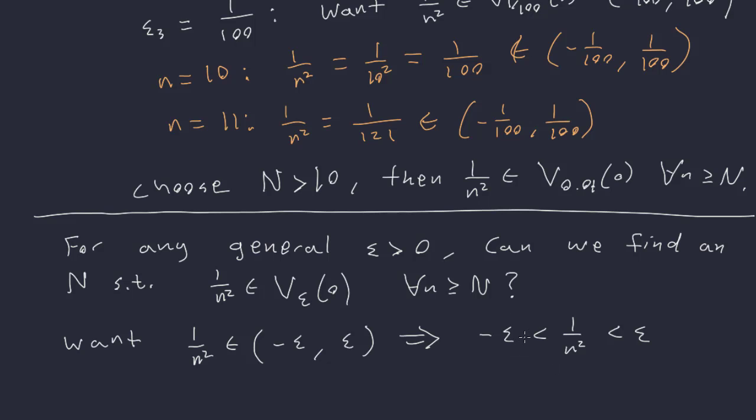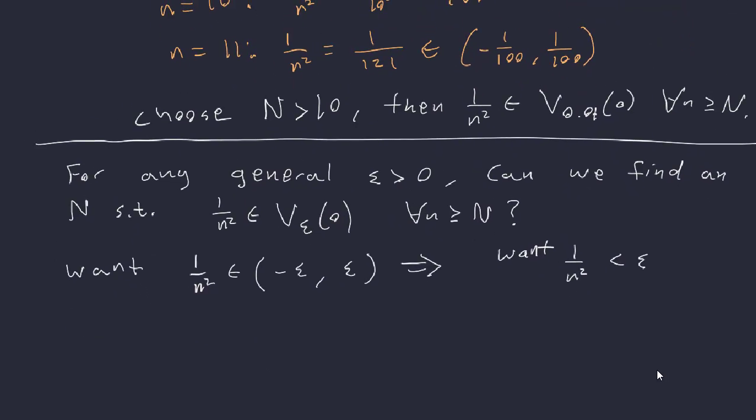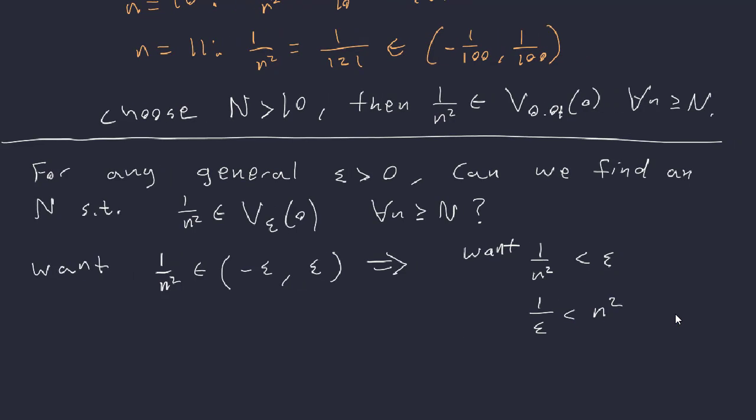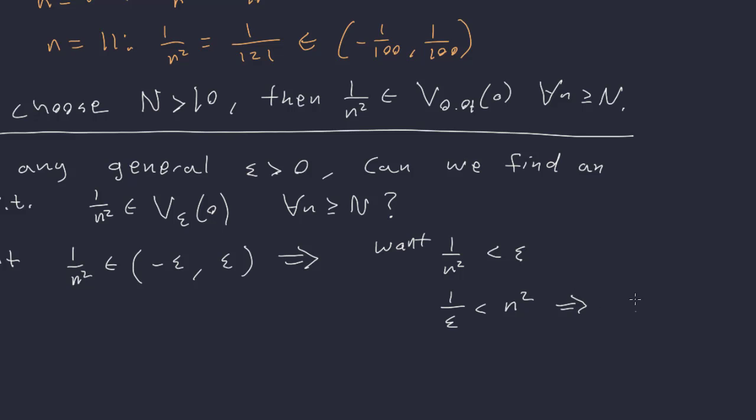All right, and actually I'm going to ignore this part and just focus on this part. Okay, so this is what we want. And if I move these things around, move the n squared over and the epsilon over, you'll get 1 over epsilon is less than n squared. When you take the square root of both sides, you'll get 1 over square root of epsilon less than n. And there we go. The answer is yes.